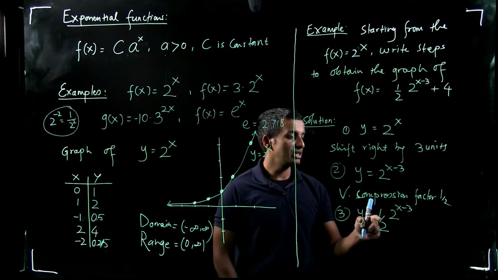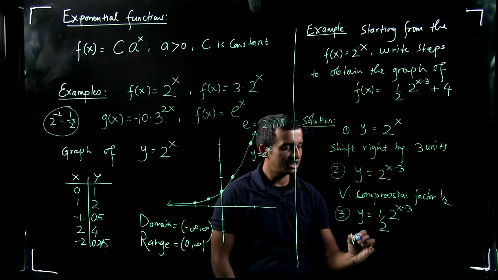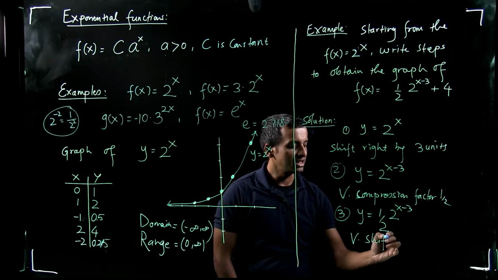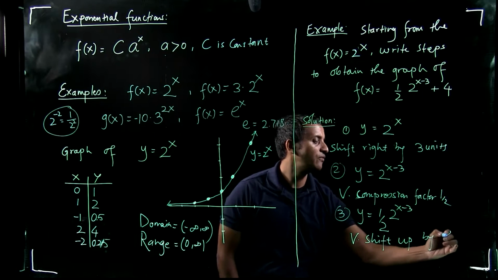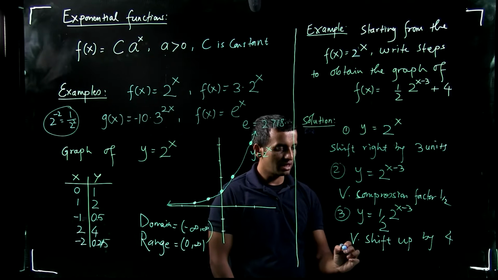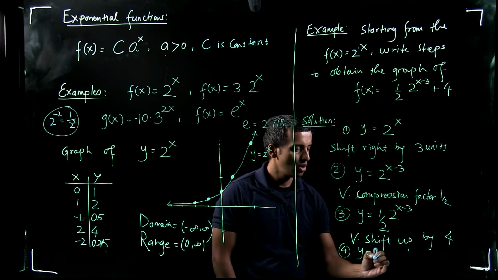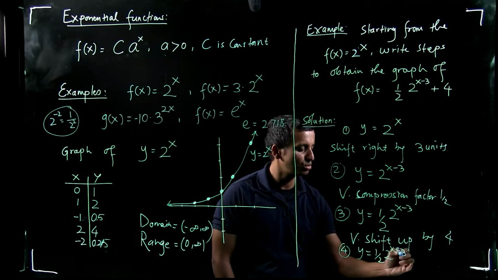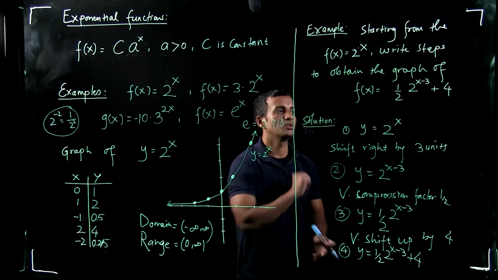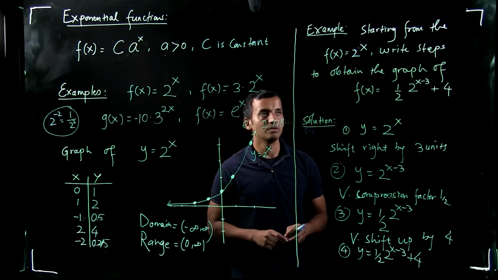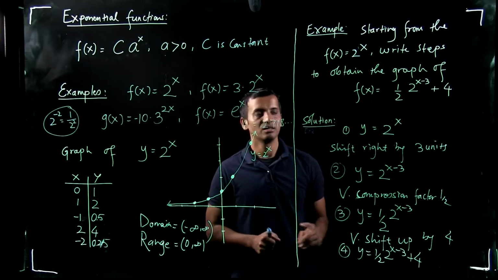Okay, and then what next? I want to get plus 4, right? So vertical shift, meaning shift up. You can write vertical shift up by 4 units, right? So what is the final equation you get? Number 4 is y equals 1/2 times 2 to the x minus 3, plus 4. These are the steps that you will take when you start from 2 to the x.